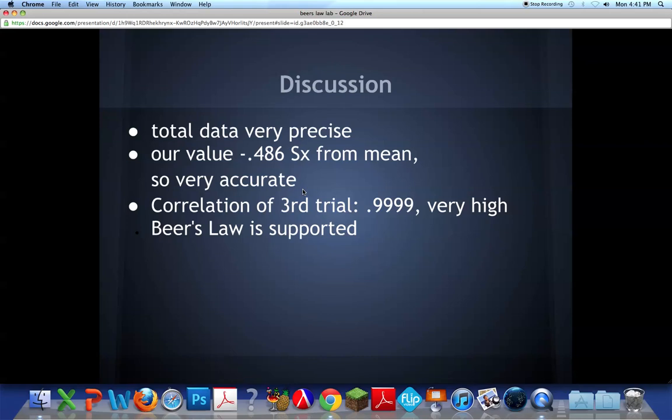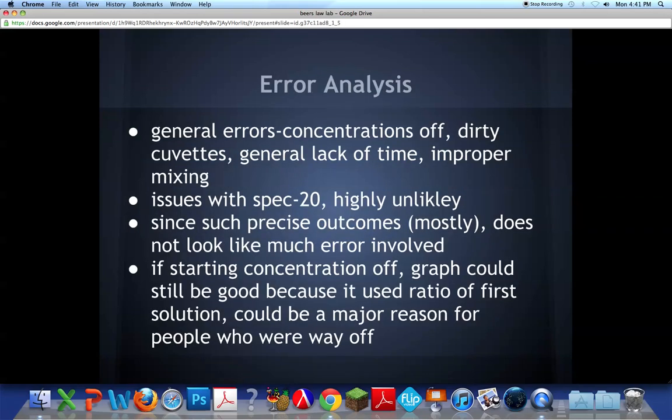And also, our third trial helps to show how good Beer's law is in practice, because the correlation is 0.9999, which is very, very high. And that really helps show that Beer's law works, and it works to a high degree of accuracy.